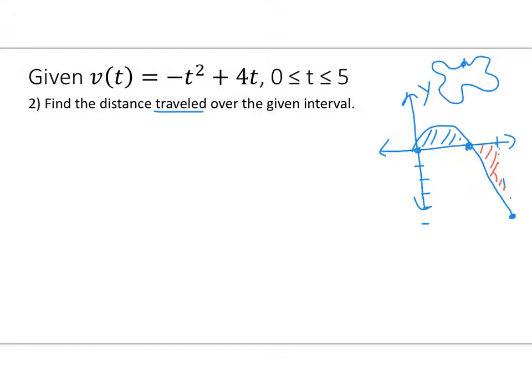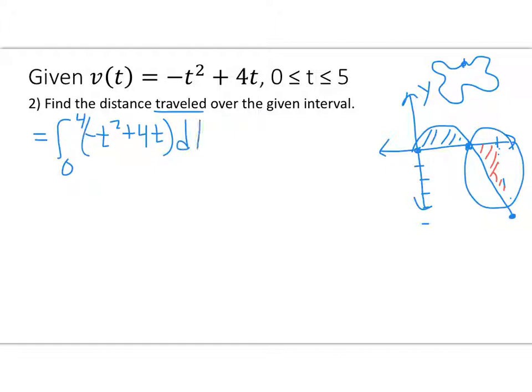So to get my total, I need to look at this positive area, and I need to figure out what this area is and make it positive. So I'm going to break this into two integrals. I'm going to integrate from 0 to 4, negative t squared plus 4t dt. And then because I know that red area is negative, I'm going to subtract what that area is, from 4 to 5 of negative t squared plus 4t dt.